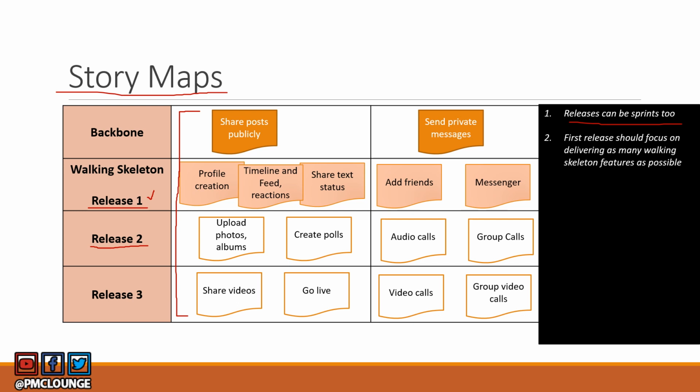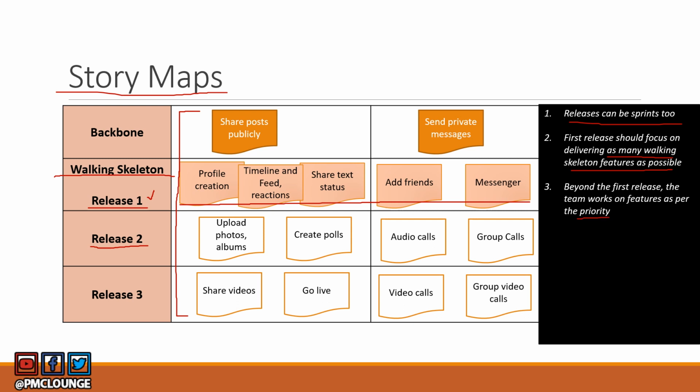First release should focus on delivering as many walking skeleton features as possible. So that's something that we talked about in the previous slide as well. Walking skeleton are the features. Once these features are delivered, the product actually becomes usable, and that is what the first release needs to focus on. Number three, beyond the first release, the team works on features as per their priority.